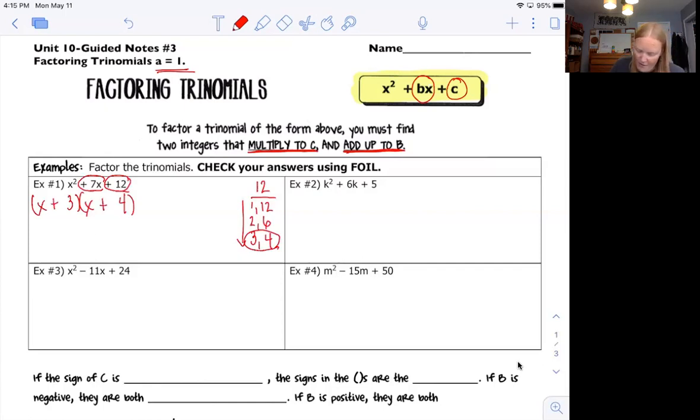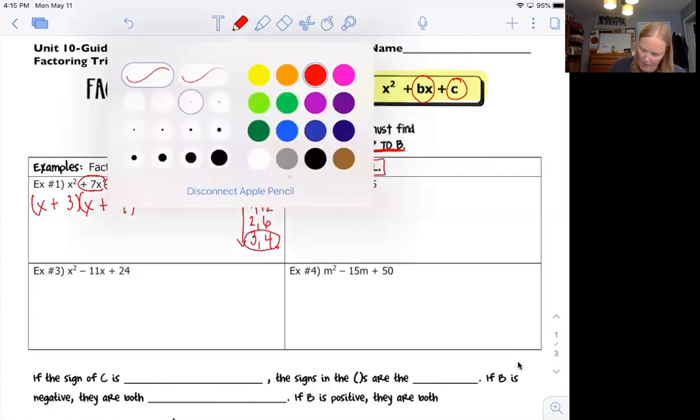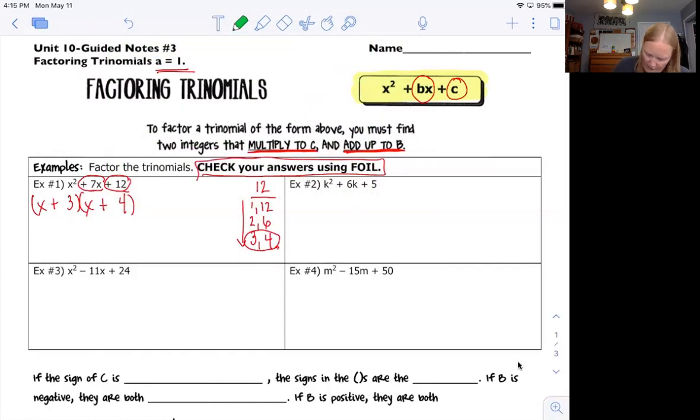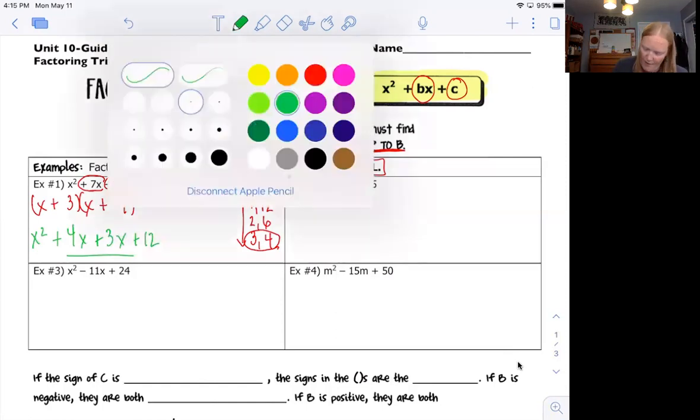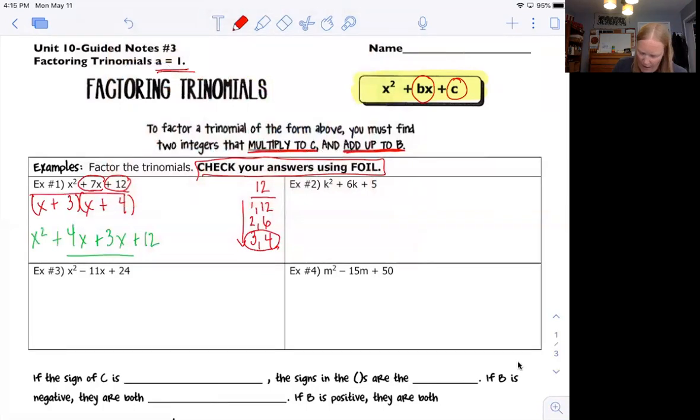Now, notice it says check your answers using FOIL. It's a really good idea to multiply it back out, to make sure you got the right answer. So I'm just going to do that in another color really fast. X times X is X squared. X times 4 is 4X. 3 times X is 3X. 3 times 4 is 12. Those middle terms do make 7X, so I feel confident with my answer. If you want to do that check mentally, that's fine too. Not a big deal.